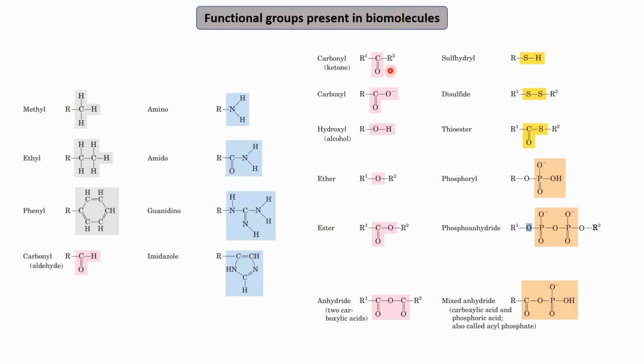So the other functional groups that may be present in biomolecules include carbonyl, carboxyl group, hydroxyl group, ether or ester. They may also have anhydride as a group. They have sulfhydryl, disulfide, thioester as a group. They may have phosphoryl, phosphoanhydride, or mixed anhydride as a functional group moiety. So these are the functional groups which I mentioned that may be present in the biomolecules, and they may impart the functional property to that particular biomolecule in which they are present.